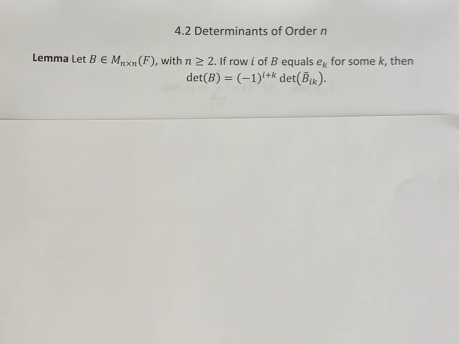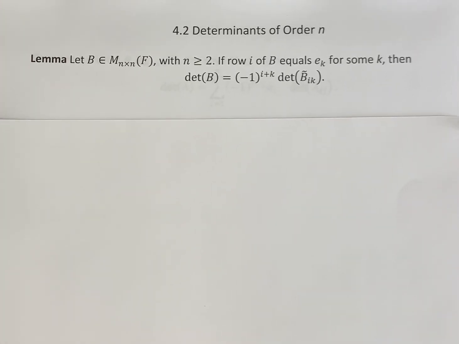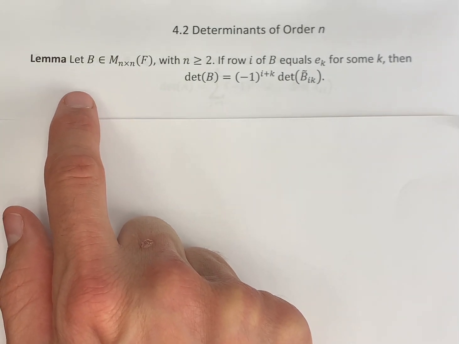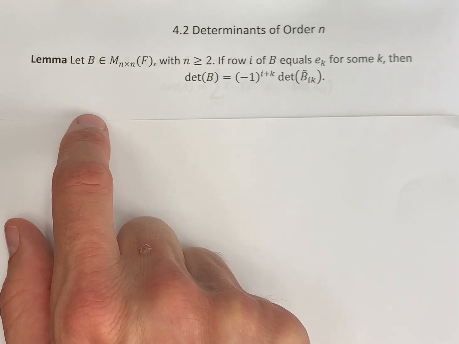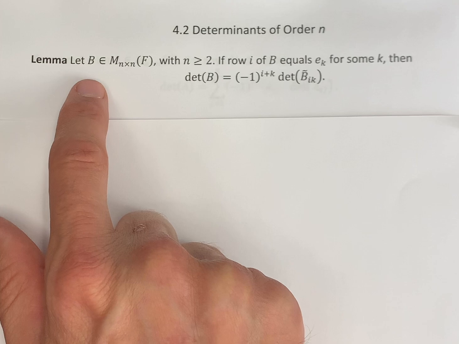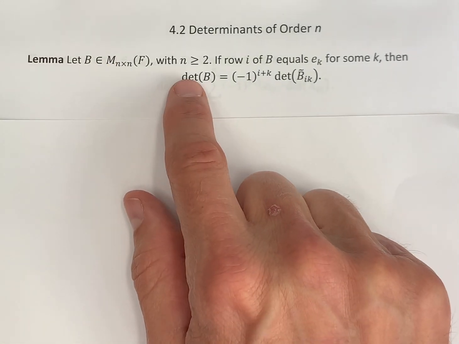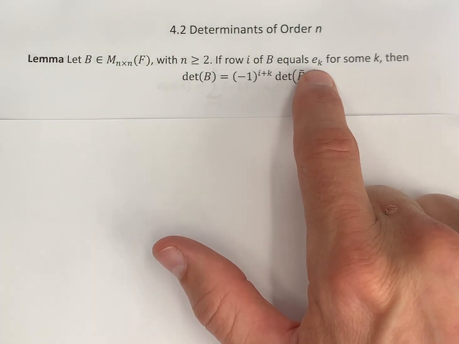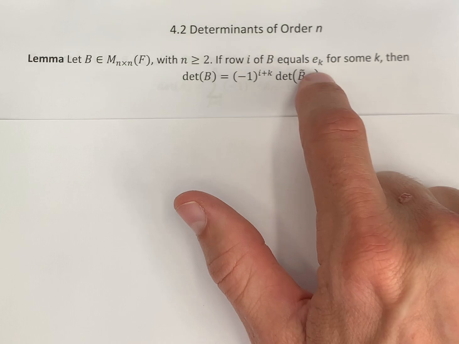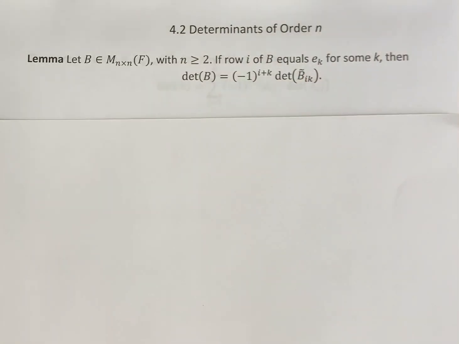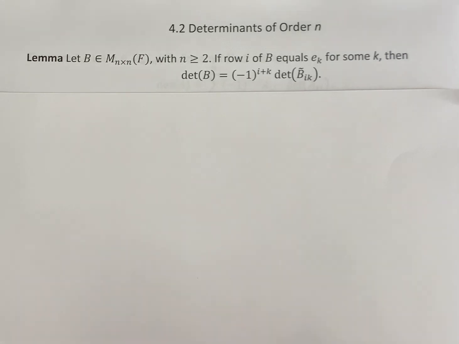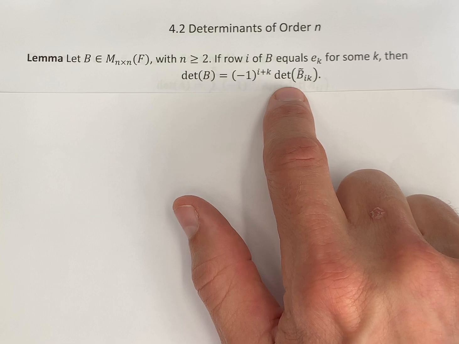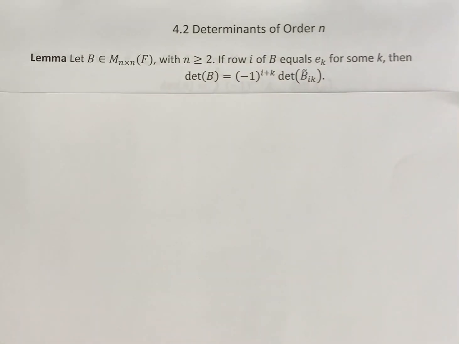In section 4.2 on determinants of order n, there is an important lemma, and a lemma is like a theorem except it's really a building block upon which other theorems and results are built. So here's the lemma. Let B be an n by n matrix of size greater than or equal to 2. If row i equals the kth identity vector for some k, then the determinant of B can actually be written as (-1)^(i+k) times the determinant of the ik minor of B.